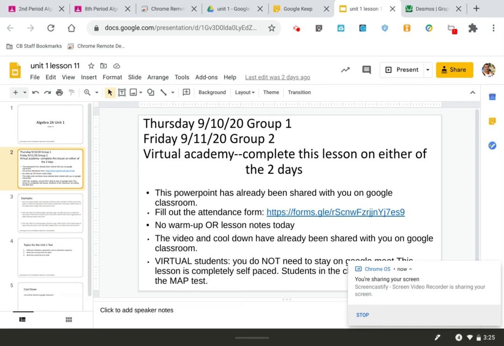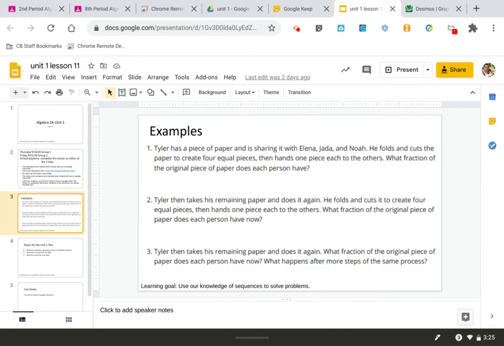All right, so today we are doing, this is actually the last lesson of Unit 1, Lesson 11. So there's no lesson notes, there's no warm-up, so let's go right ahead into the examples.